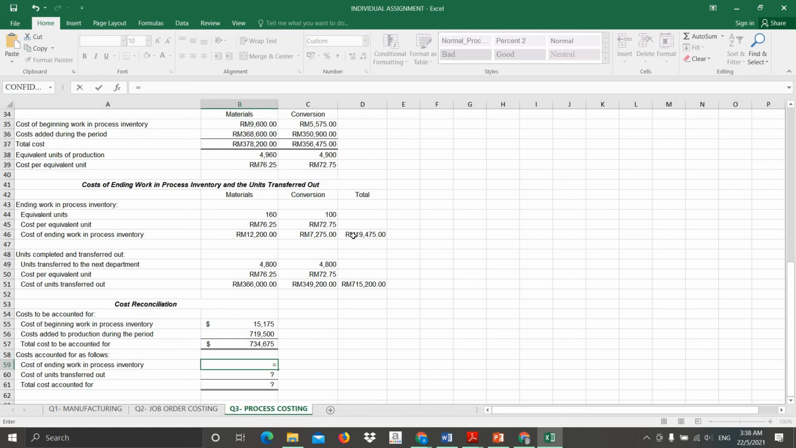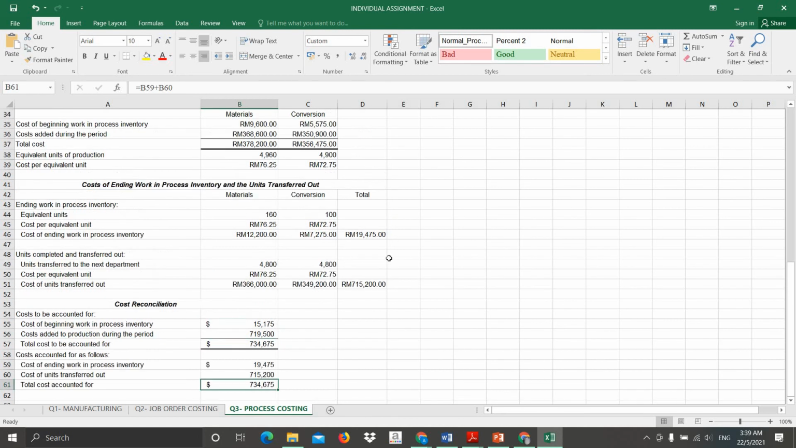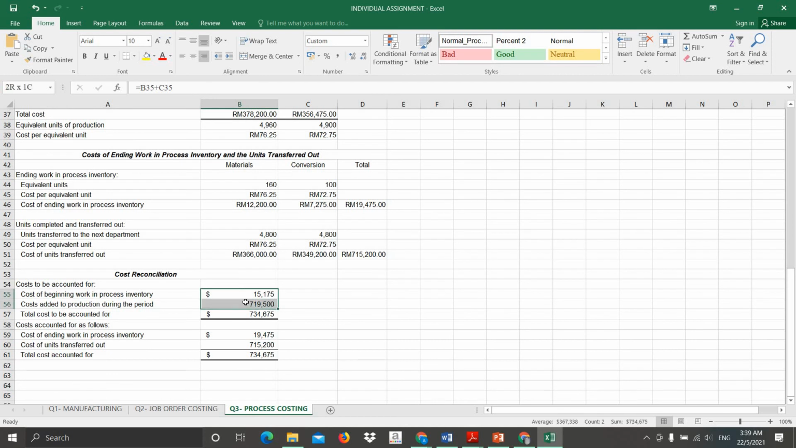The total of materials and conversion. For this one, you can get it from here. And for this one, we need to add both of these. Okay, so as we can see here, both this and this are in the same value. So we need to change the currency.